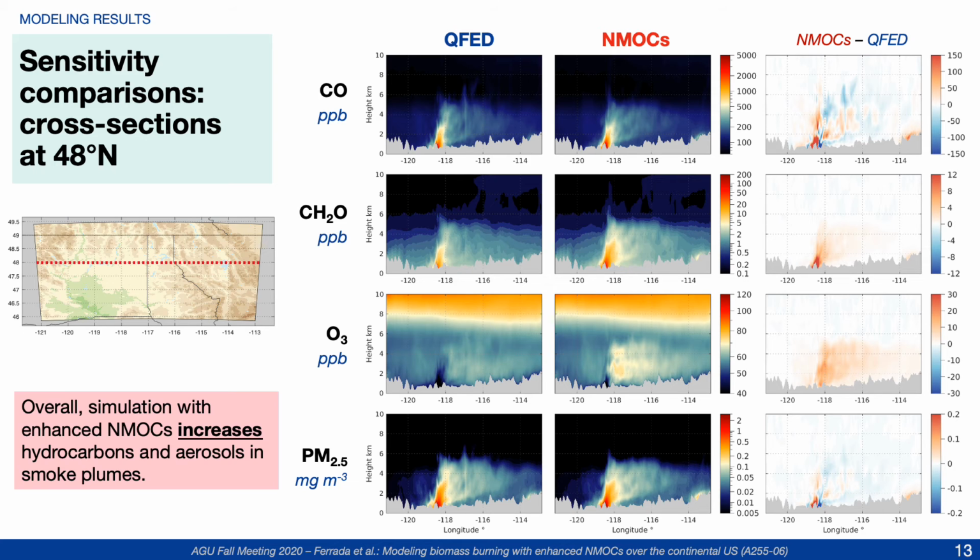Even though these are 5-day average composites, you can still clearly notice the smoke plume from the fire. For example, in the older part of the plume, you notice a net increase in ozone production.